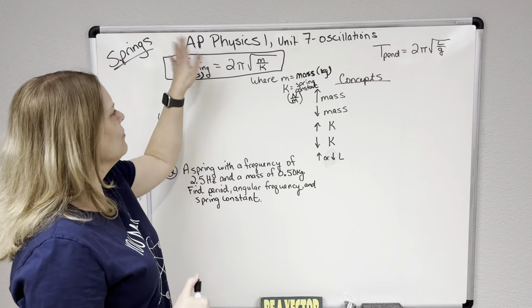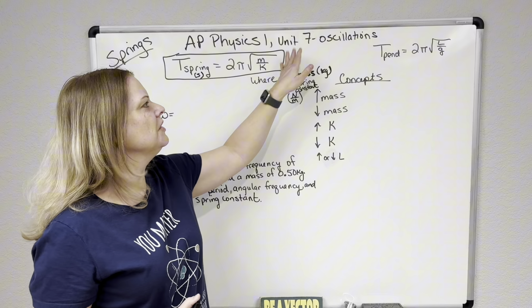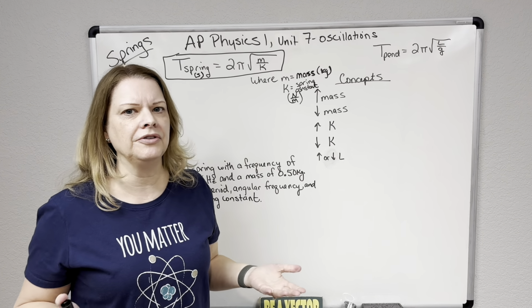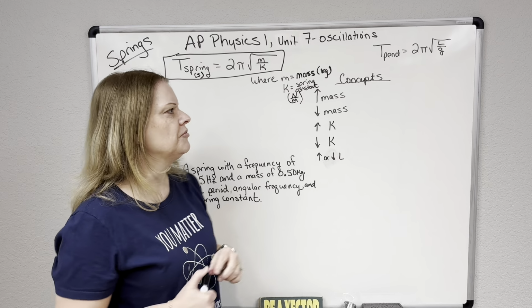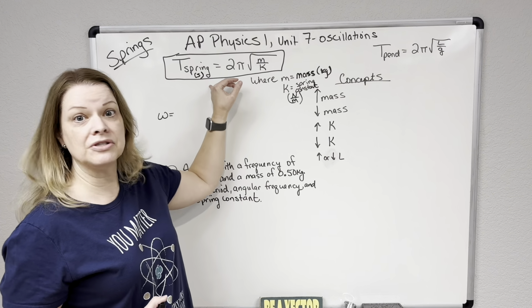I'm Beth, and we're in the AP Physics 1 curriculum, Unit 7 on Oscillations. You'll also hear teachers and professors call it simple harmonic motion. It just means that constant back and forth motion. Today we're going to be talking about springs.